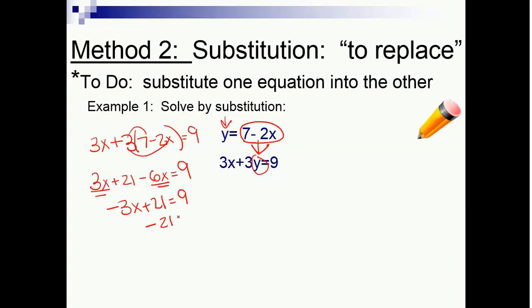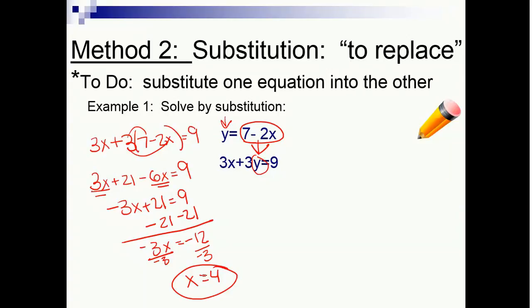Looks like I need to subtract 21. Divide by negative 3. I get x equals 4. Now, that's not going to help me. I need an ordered pair. Remember, it has an x and a y. So you're saying, well, what are we going to do?